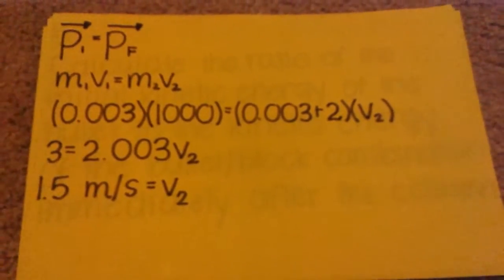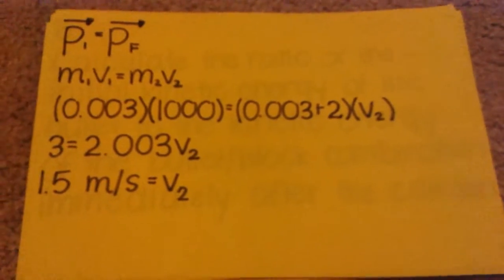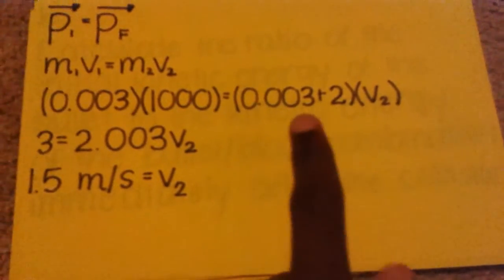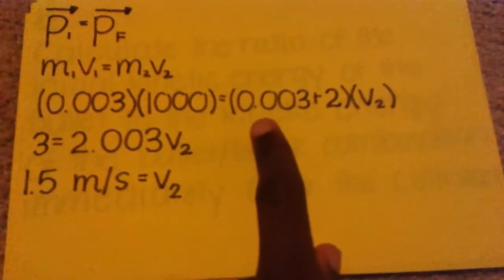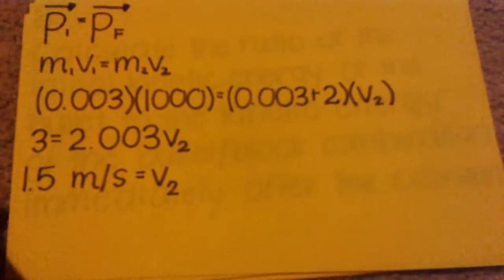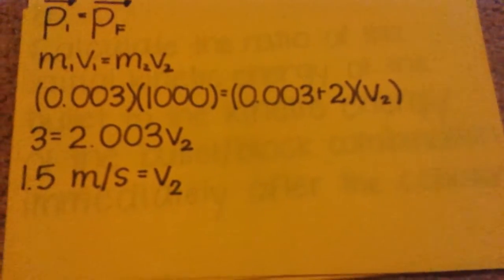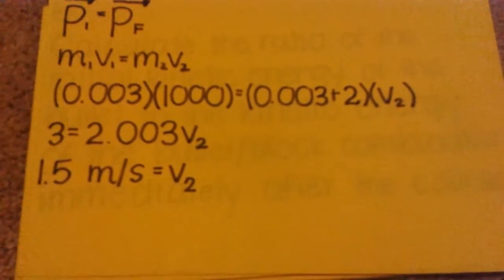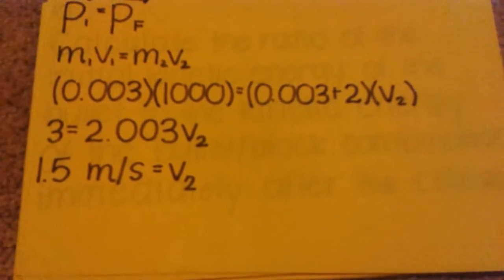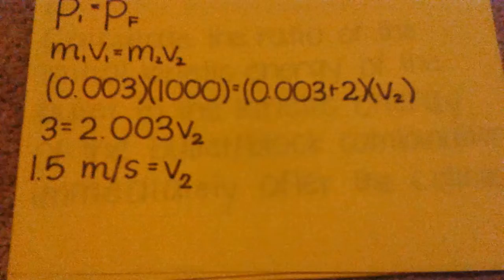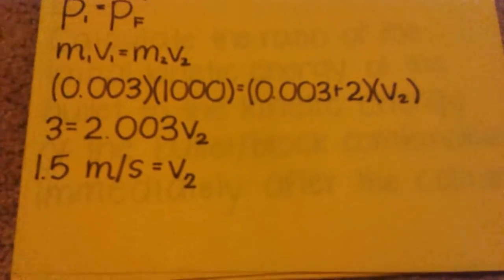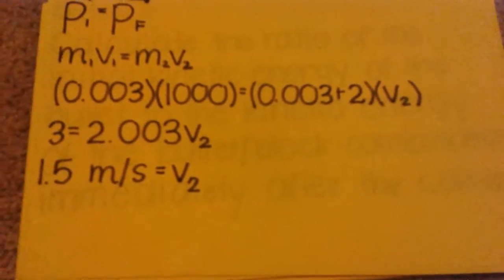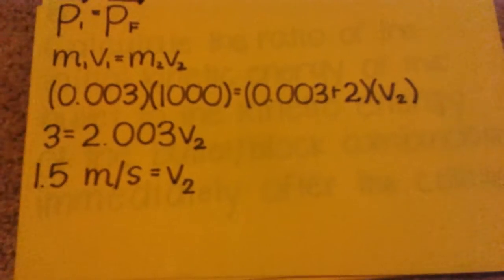After the collision, the two objects become one, and thus their mass is the sum of each individual mass. So that's why we have 2 plus 0.003 as the mass for m2. And v2 is what we're trying to solve for. Once we multiply 1,000 times 0.03, we get 30. And once we add up 2 and 0.003, we get 2.003 times v2. Dividing by 2.003 will give us a rounded estimate of 15 meters per second for v2.